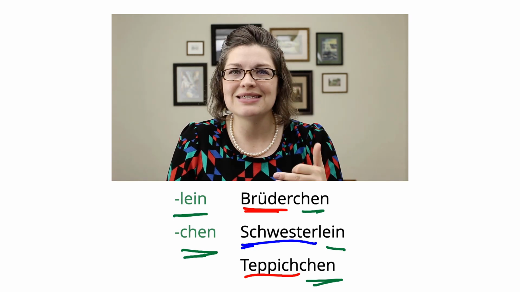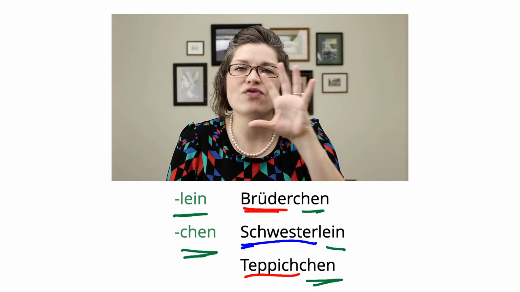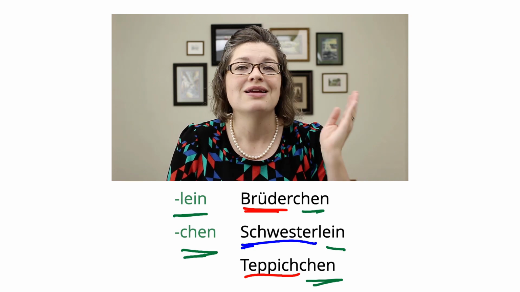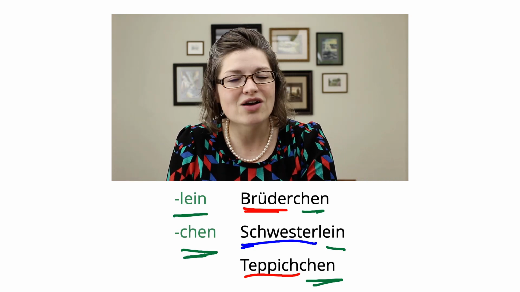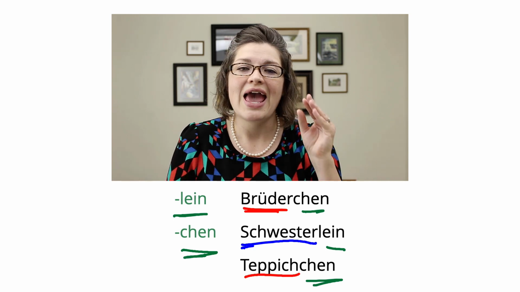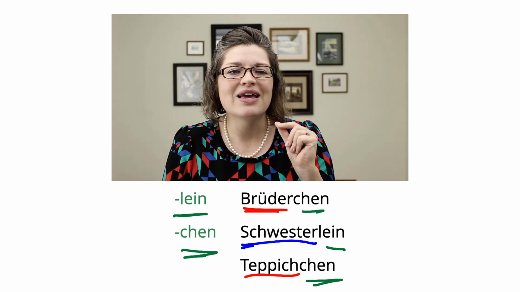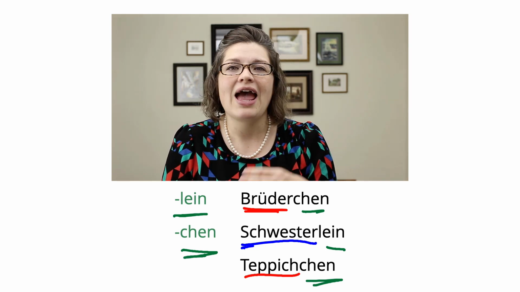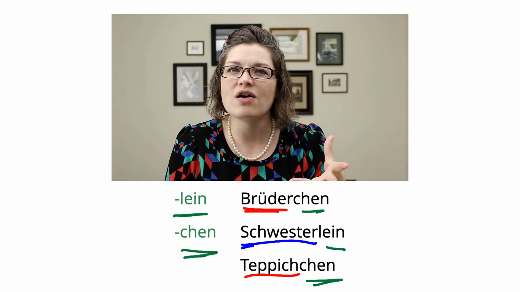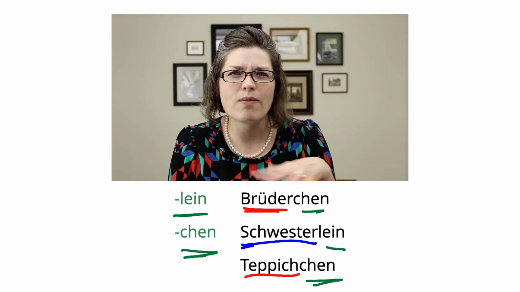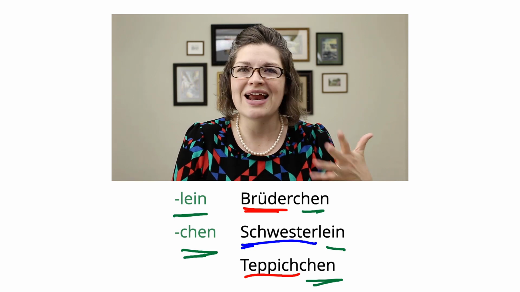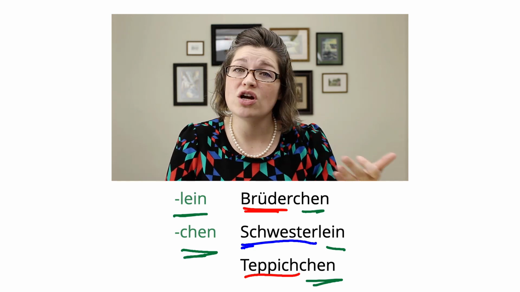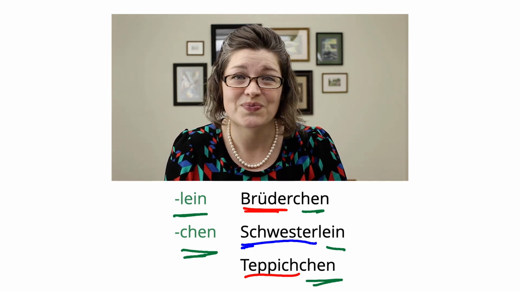Okay, so lein and chen get tacked onto the ends of German nouns, and then it changes the gender. Whatever the noun had been before doesn't matter. When you put the chen or the lein onto it, it becomes a neuter noun. And because I know you're wondering this, in standard High German, using the chen is going to be more common, and the lein is more a feature of some German dialects, primarily from southern Germany. But in any case, they serve the same function, and whenever you come across them, you know that the gender of that noun will be neuter.